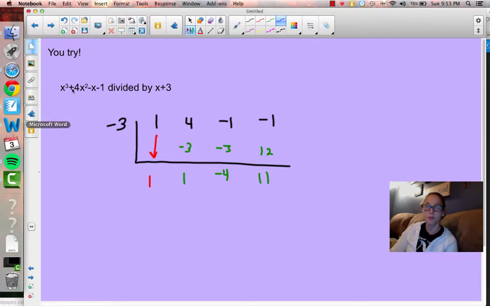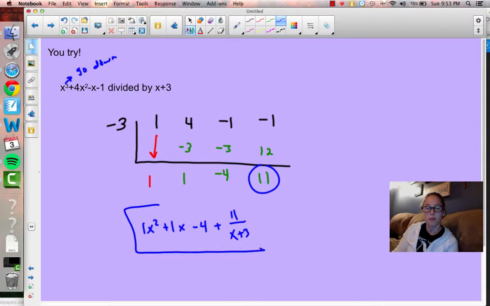And now our last step is to just write an equation out of our new numbers. So remember, this exponent was a cube, so it's going to go down a degree. This means our answer here will be 1x squared, then plus 1x, then the negative 4 is going to be our constant, and then that is our remainder. So plus, this time, 11 over what we divided by, x plus 3. And if any of these come out as a 0, that means there is no remainder and it went into it evenly, and that's going to be really helpful when we get to factor.